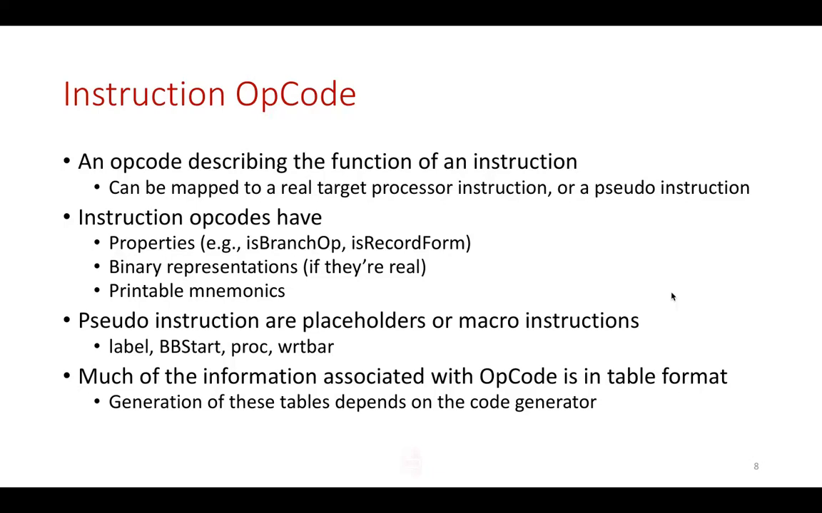Now, the generation of these tables really depends on the code generator. Some of them, like x86, for example, will generate them by hand. At one point, Power and Z actually used a tool to generate these tables, but that is not the case anymore. These tables are actually maintained manually.